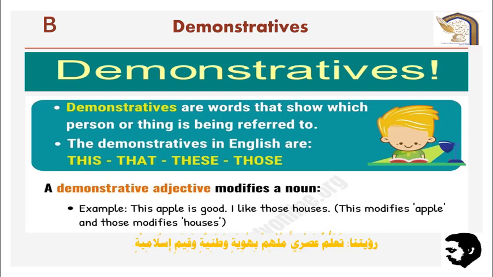Demonstratives. Demonstratives are words that show which person or thing is being referred to. Demonstratives in English are four: this, that, these, those. A demonstrative adjective modifies a noun. Example: this apple is good. I like those houses. In the examples here, this modifies the word apple, and it refers to it. And those modifies houses.